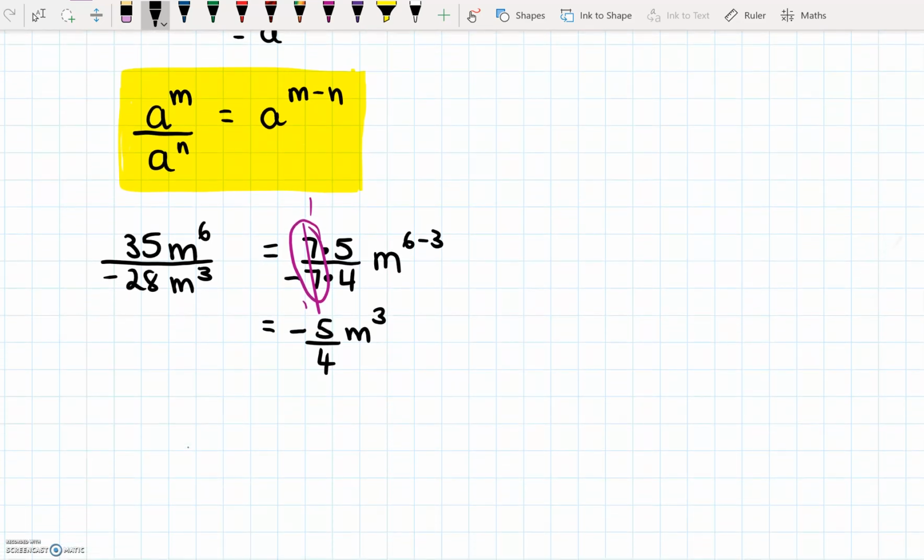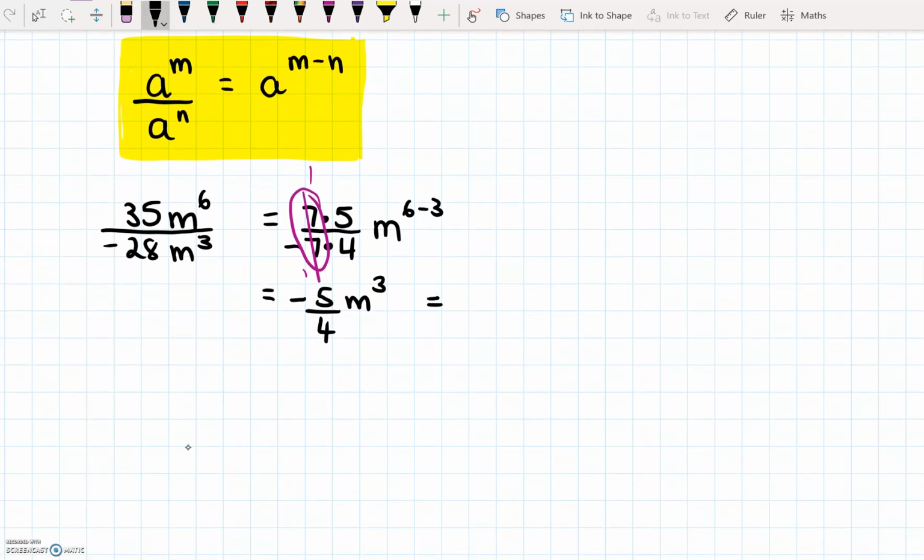All right, you can write it this way. You can write it as minus 5m cubed over 4. This is also fine. Or you can write it as minus 1 1/4 m cubed. Okay, I prefer the first way, but it doesn't really matter as long as you know what you're doing with it.